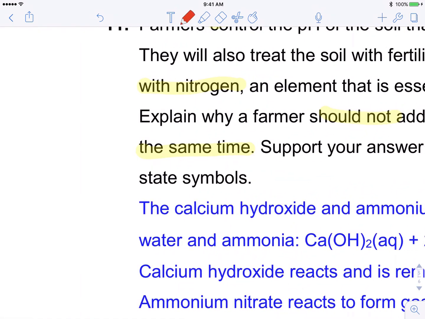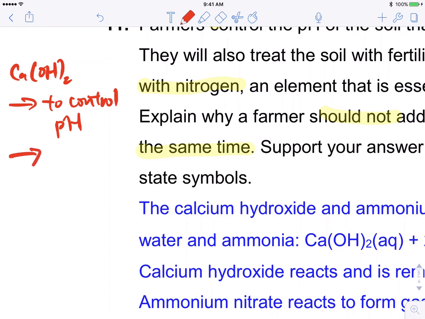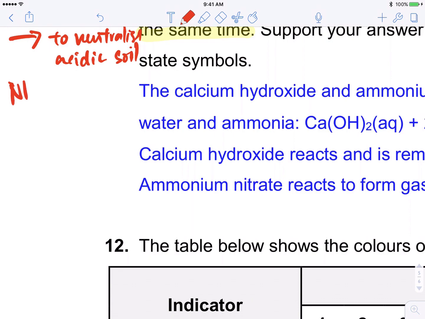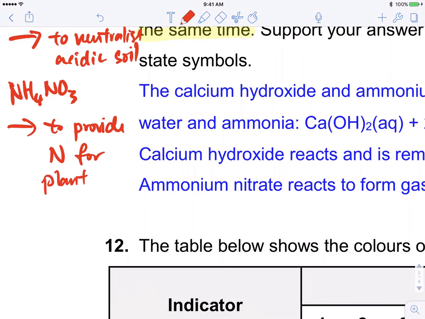First, we analyze the question. Calcium hydroxide to control pH. So what kind of soil is it added to if it's used to control pH? It should be added to neutralize acidic soil. Now we move on to ammonium nitrate. It is added to provide nitrogen for plants' growth.